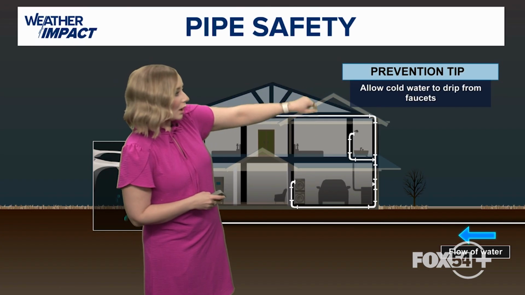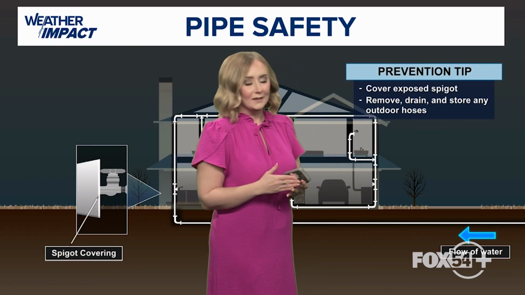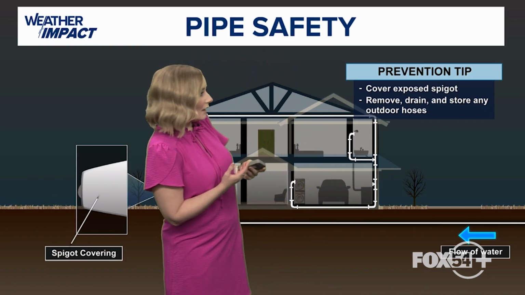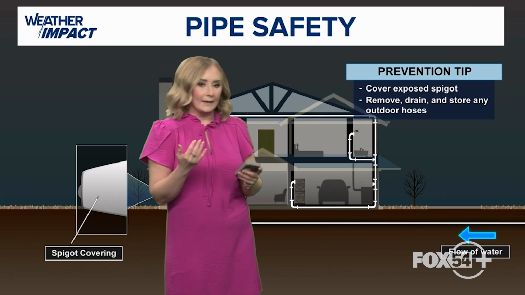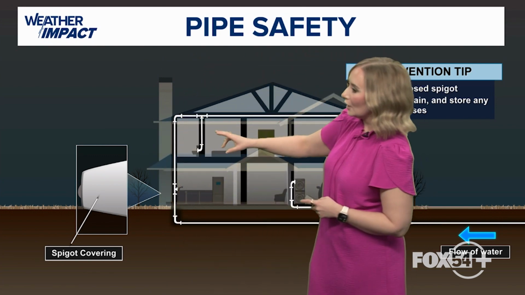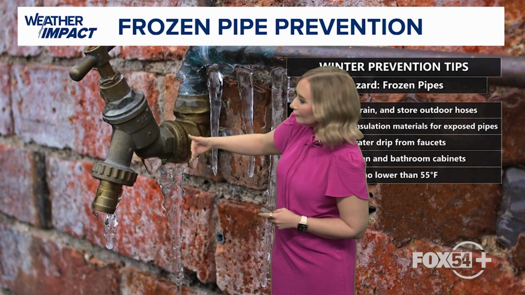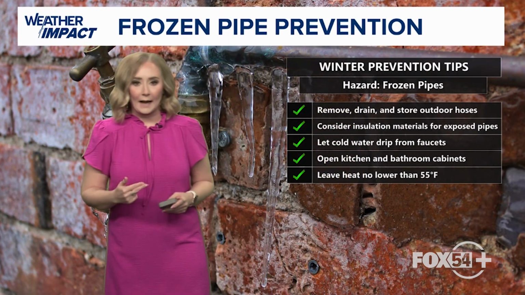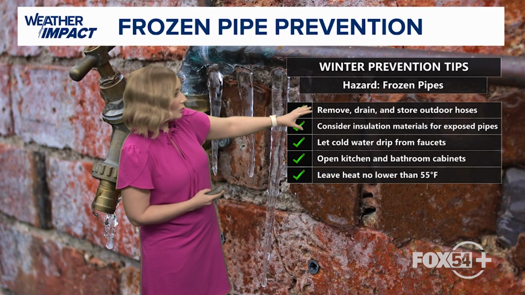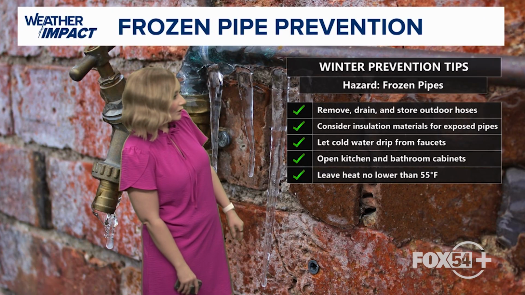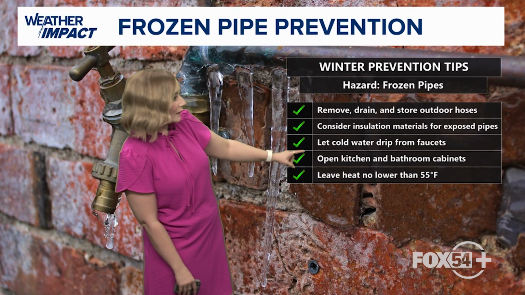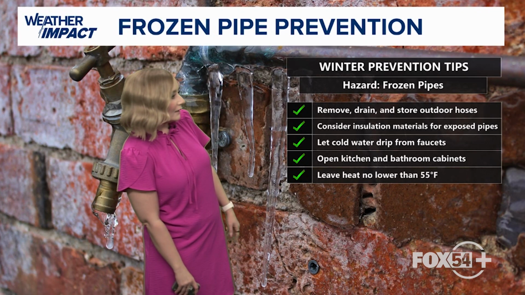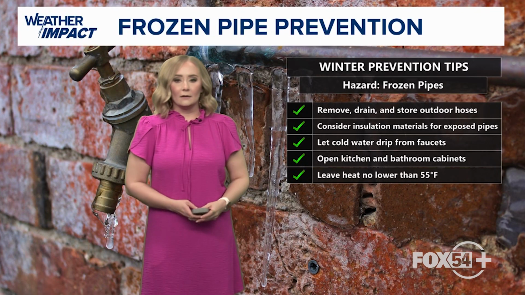You want to allow the cold water to drip from your faucets inside of your house, so your kitchen sink, your bathroom sinks, areas like that. And then, of course, cover your exposed spigots that you have outdoors. You can remove the drain and store any outdoor hoses away. And like I mentioned earlier, we do have things like a spigot covering that can help prevent those frozen pipes from occurring. So once again, remove the drain and store your outdoor hoses. Consider insulation materials for your exposed pipes. Let the cold water drip from the faucet. Open the kitchen and bathroom cabinets and leave your heat no lower than 55 degrees.